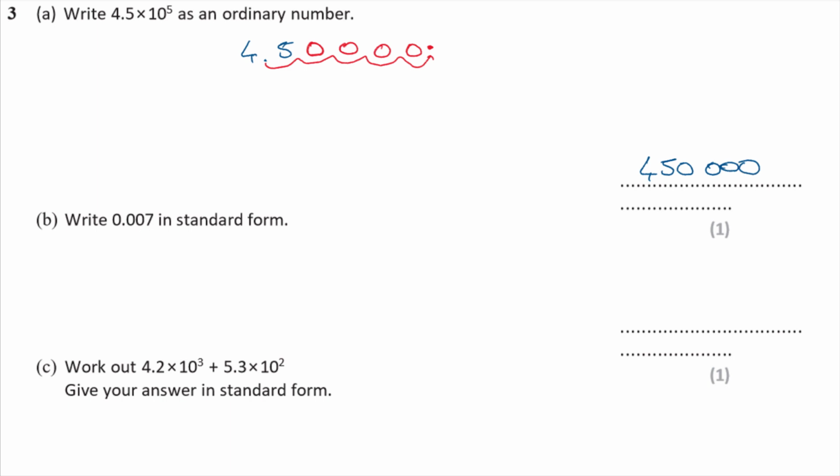Right, 0.007 in standard form. The way I do this, I just write 7 times 10, and then I count the number of zeros I can see. So I can see 1, 2, 3 there, so it's going to be 10 to the minus 3. Okay, so 7 times 10 to the minus 3.